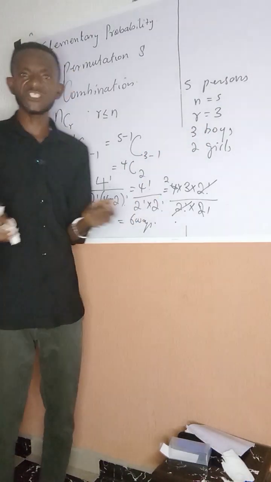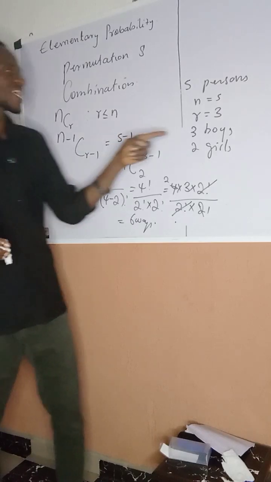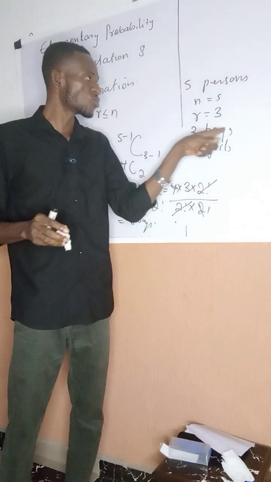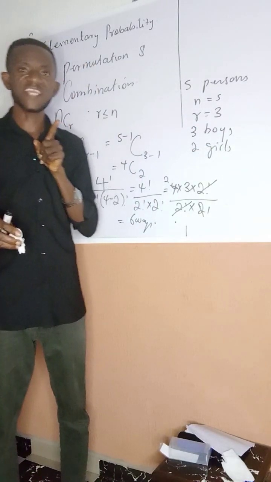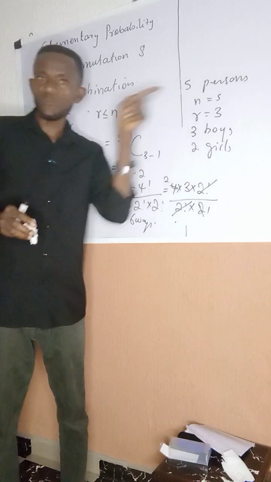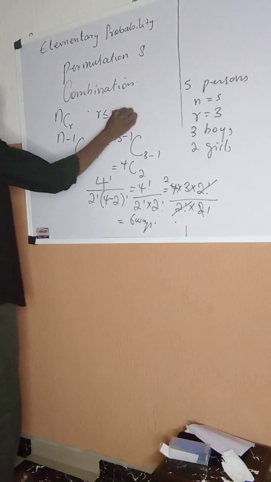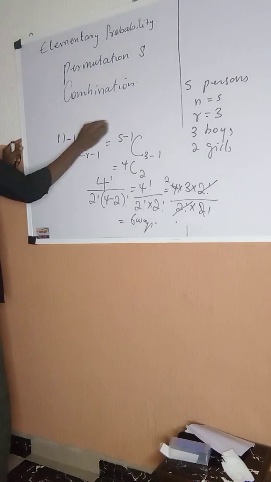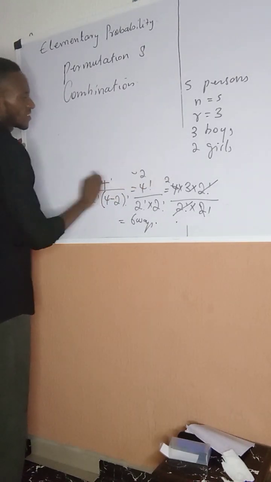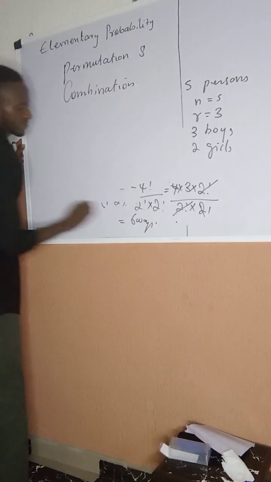They might give us a condition. The condition is select two boys and select one girl. Select two boys and select one girl. So in that case, you approach the question this way.